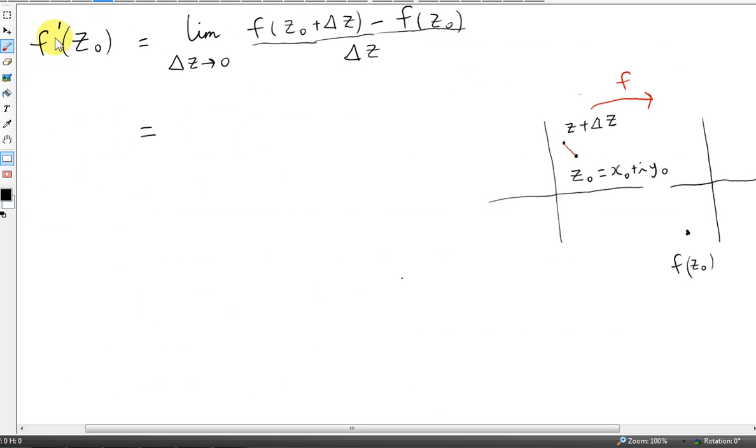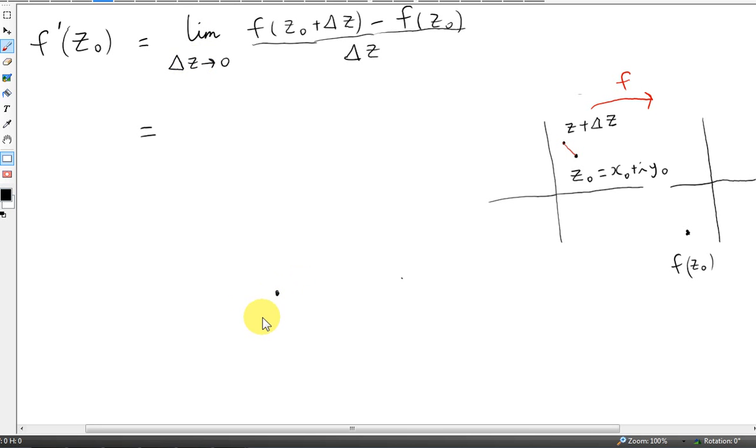Let's look at the definition of the derivative of f at the point z0. This has the same form as the derivative of a function of a real variable. We just change z0 by the amount delta z, we subtract off the value of the function at z0, and we divide by the change in z0, which is delta z. As we saw before, when we take the limit we can take it in any direction.